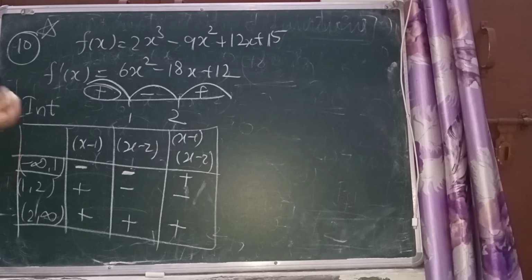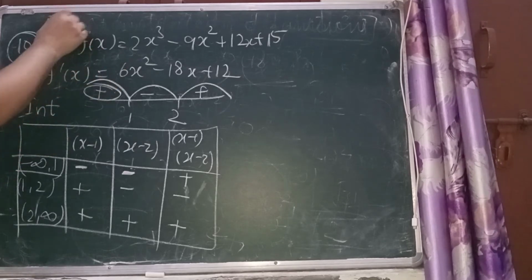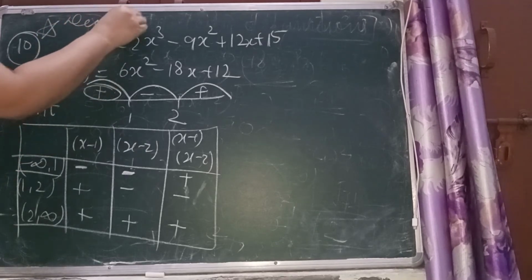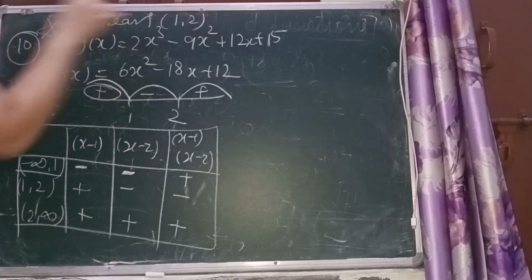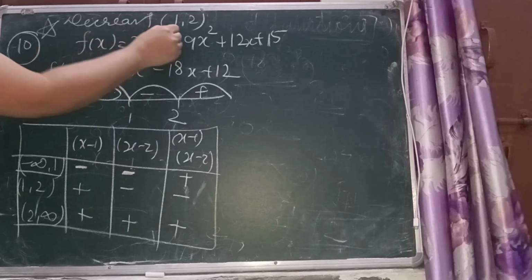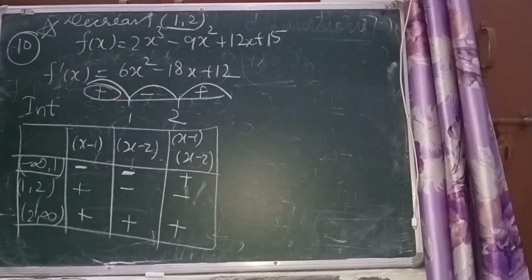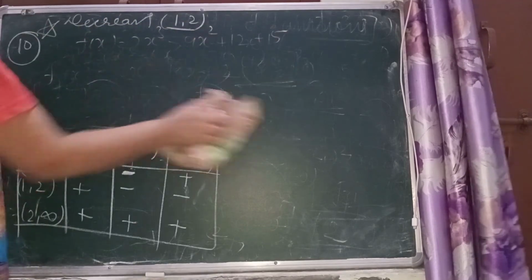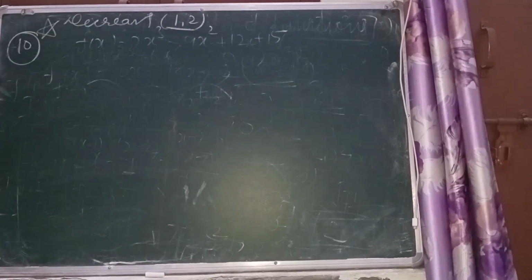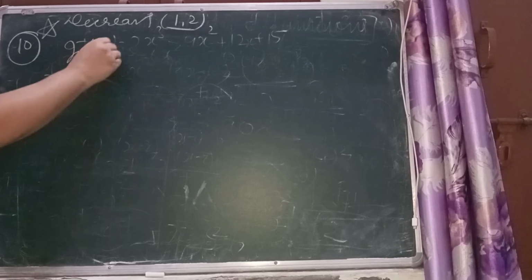So when we write, we can write where it is decreasing: its interval is 1 to 2. And when we write where it is increasing, we can write it in the following way.